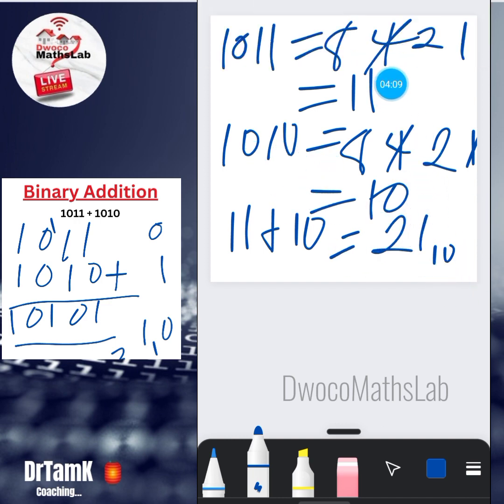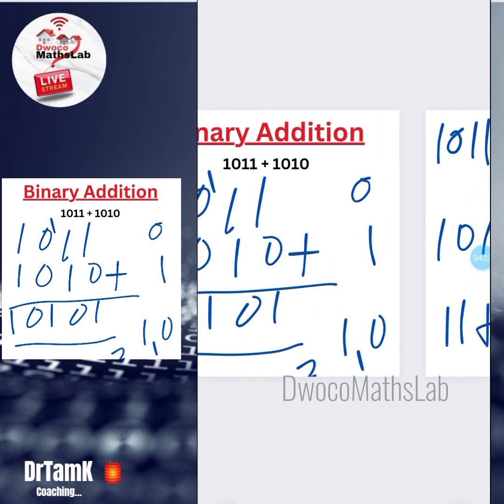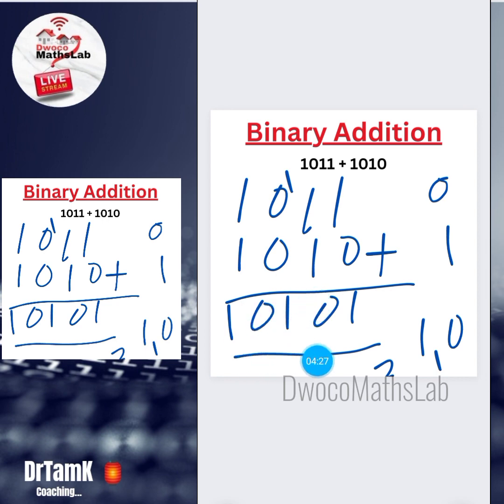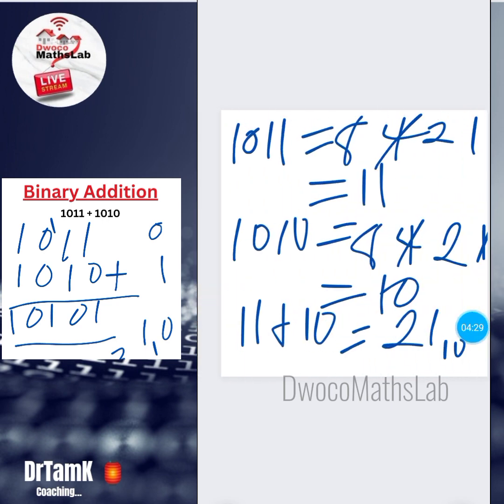So now that I've gotten 11 base 10 and 10 base 10, what we do is we add up 11 plus 10. 11 plus 10 is what? 21 base 10. Is it clear? So now let's quickly convert this 21 base 10 to see whether we're going to get this answer. Let's see if we can get 10101. Is that clear?